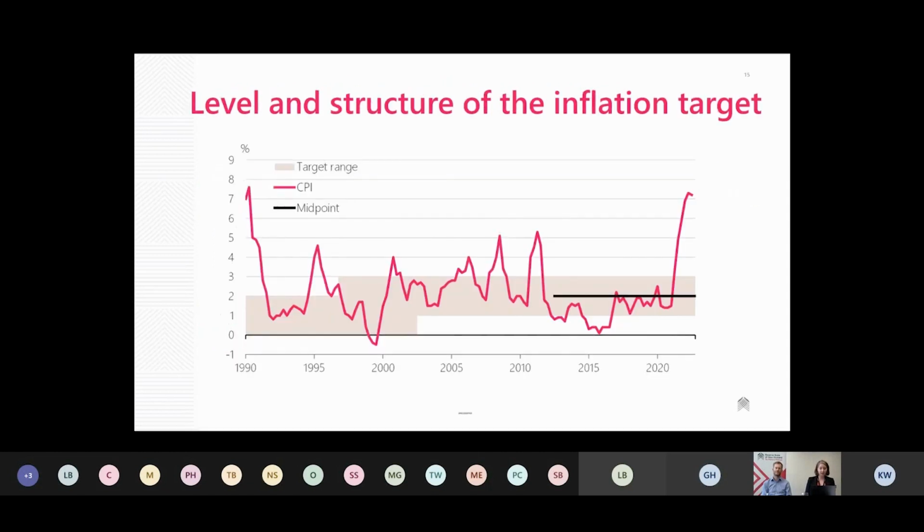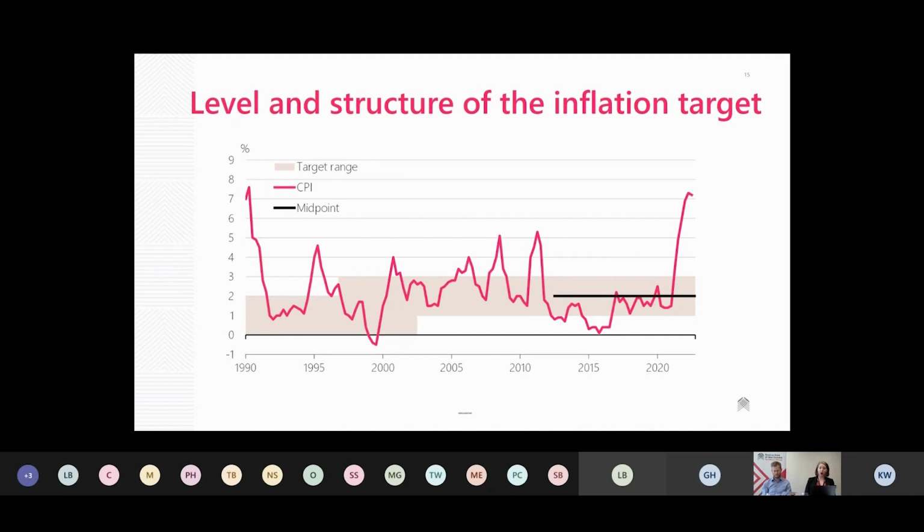So aside from the measure of inflation, we need to determine the right level to set it, and also whether we should have a range, a point, or both, and the width of any range around a target. As this chart shows, New Zealand has had different targets over time. Initially, in the early 90s, we had a target range of 0 to 2%, whereas now we have a range of 1 to 3%, and we have this focus on the midpoint of 2%. In the consultation paper, we consider if 2% is still the right level to centre the inflation target on.